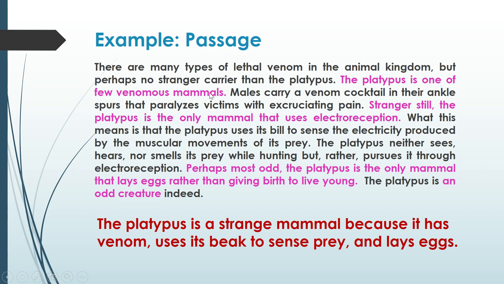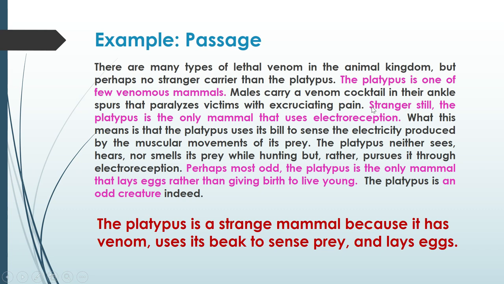So you see, I noted this down. I kept it with me. And then the previous two lines, they got blurred. I mean, I did not look at them again. Males carry a venom cocktail in their ankle spurs that paralyzes victims with excruciating pain. See, this is the description of that venom, how deadly it is. So it is the continuation of the same idea which I don't require. So again, these two lines will also get faded from my eyes. I won't give them attention.